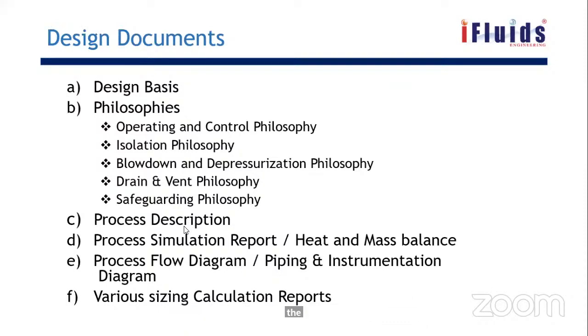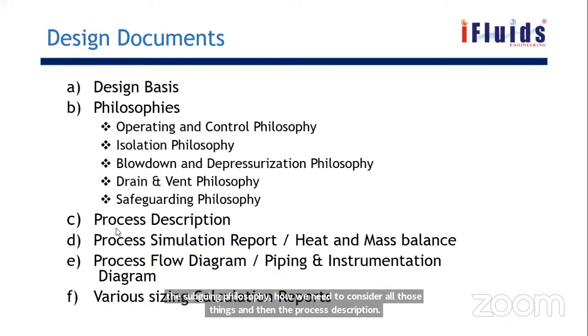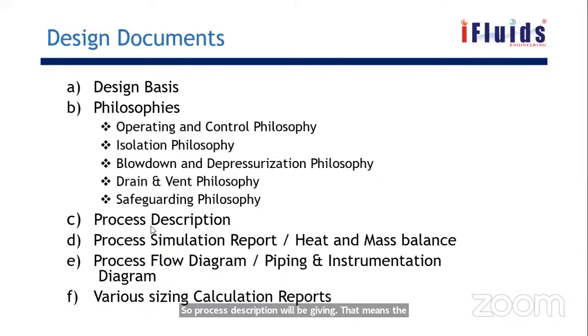And then the process description. Process engineering will give the process description for the process. Then the process simulation, and then the HMB report, the heat and mass balance report. This will be extracted from the simulation and used for the calculation. These are the process documents. And the process flow diagram, P&ID we talked about. And various calculation reports. Whatever calculation they do, we will make it into a report.